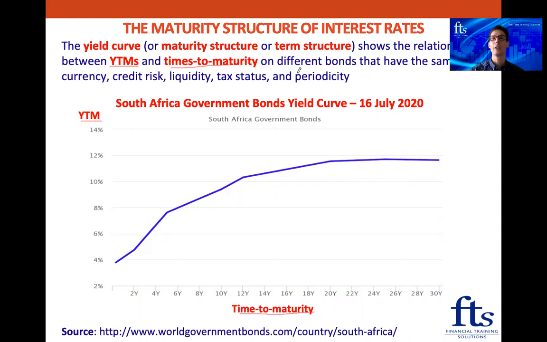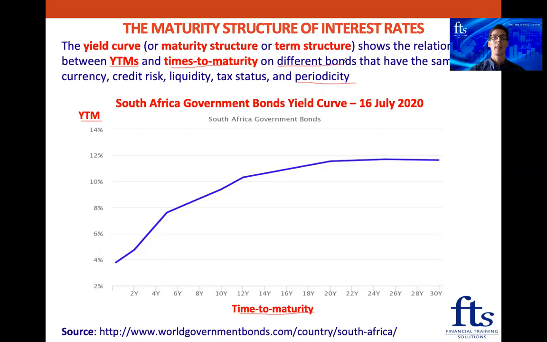And this is now on different bonds that have got the same currency, credit risk, liquidity, tax status, and periodicities. Remember periodicity? This is the number of coupons per annum that the bond pays. So in other words, we need the issue to be the same so that everything here is the same, but then we need to look at bonds that have got different maturities.